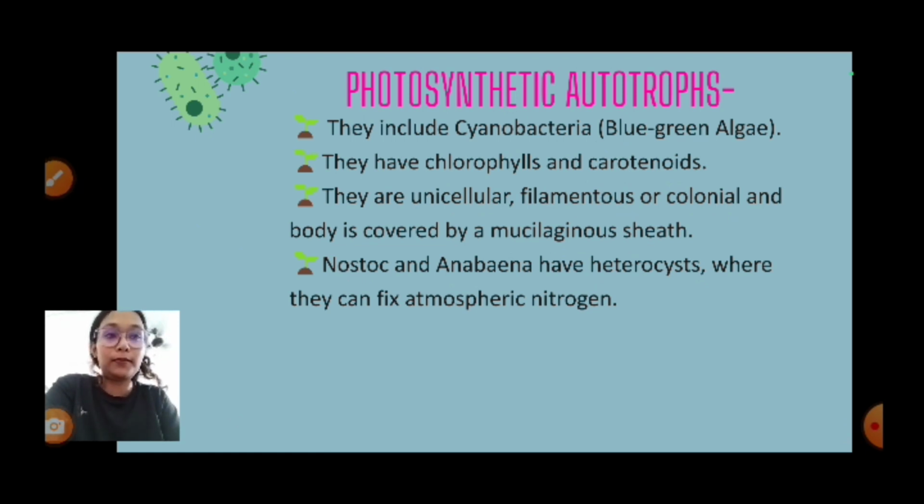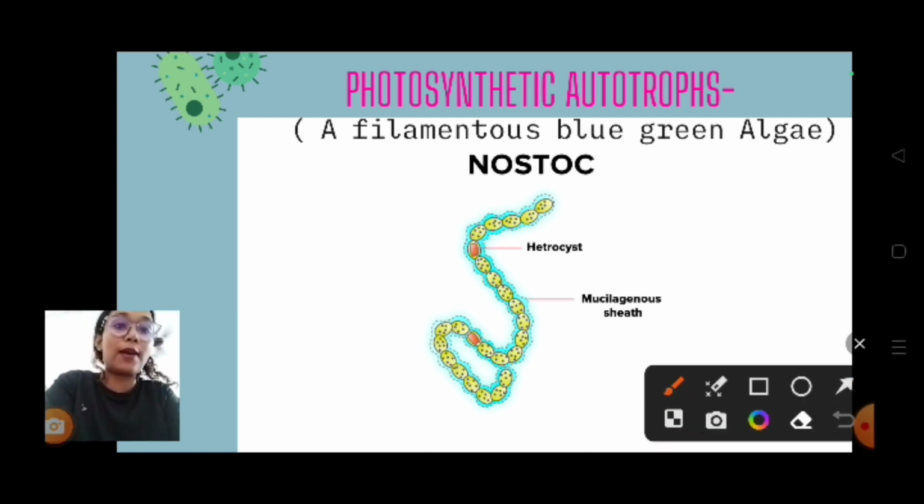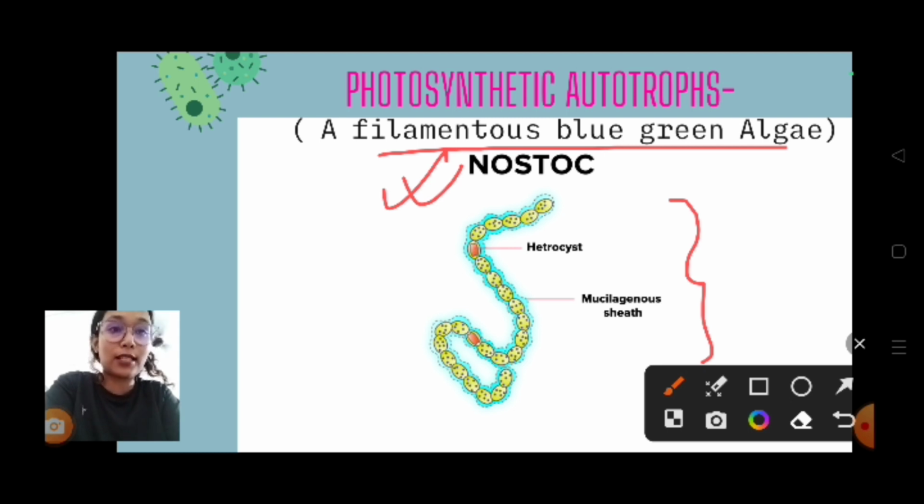Okay, moving on to the next slide. This is the diagram of Nostoc. They are basically filamentous blue-green algae, cyanobacteria. They are filamentous, filament-like. See this structure, these cells are called heterocysts, which help in nitrogen fixation. You can see the covering, that is called the mucilaginous sheet. This is the diagram of Nostoc.